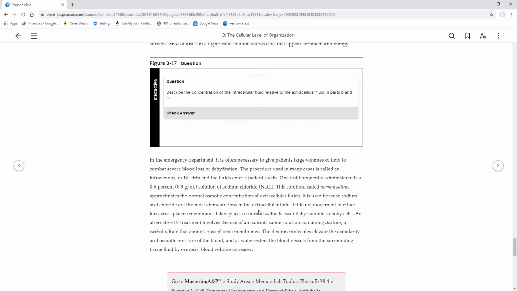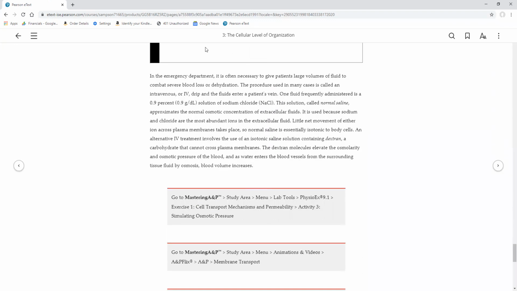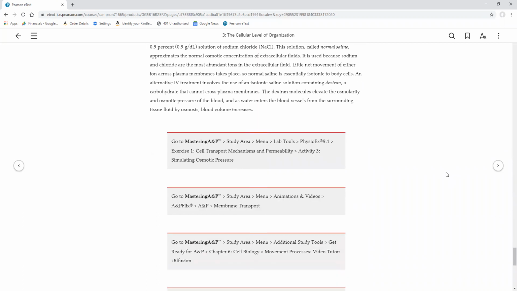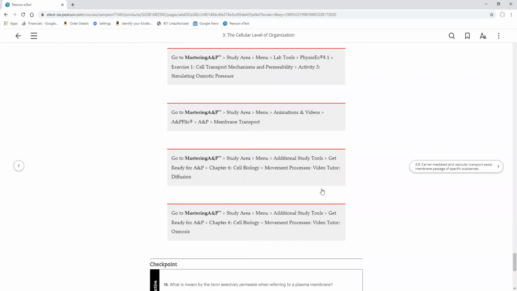Okay, so make sure you do the mental gymnastics on that, and then of course read your normal saline and solutions and plasma membranes and stuff like that. That will help with that.